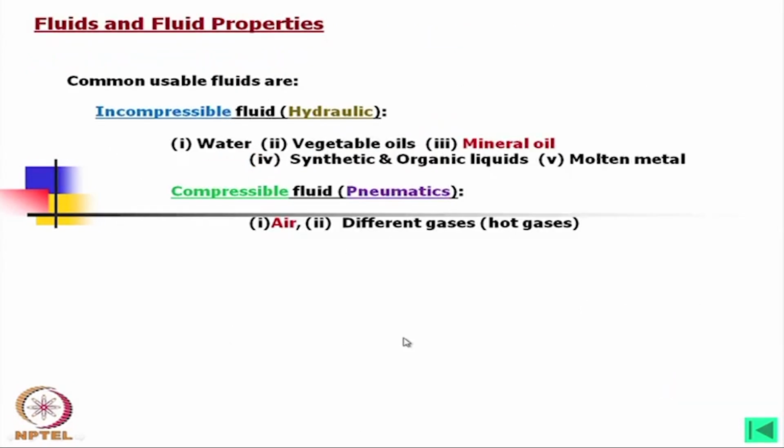Now, we will come to fluids and fluid properties. Common usable fluids are incompressible hydraulic fluids. One is water, because fluid power started with water, but it was found it is not very suitable for fluid power. Next, there are some vegetable oils, which were also used at the earlier stage, but at one point it was found that mineral oil, the petroleum based oil, has very good properties for use in fluid power systems.